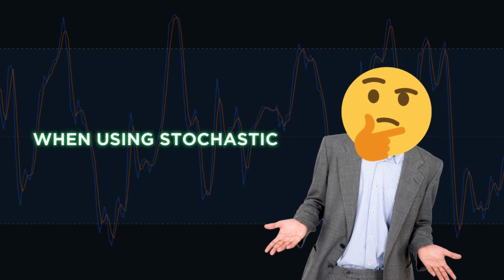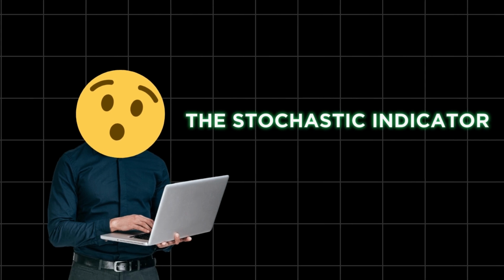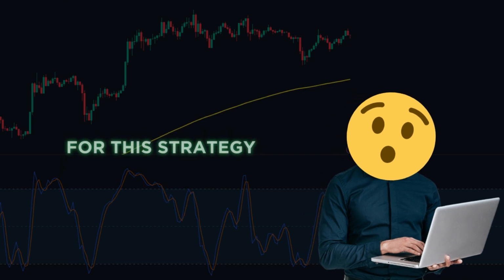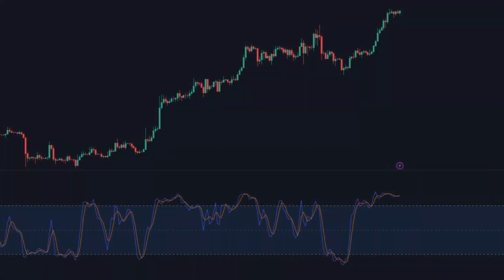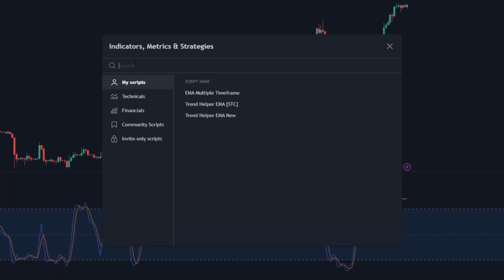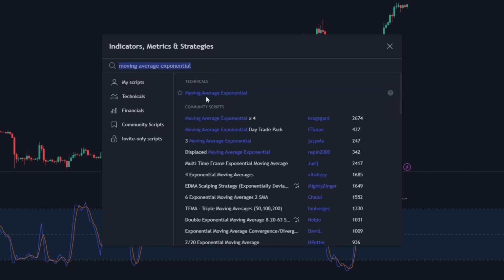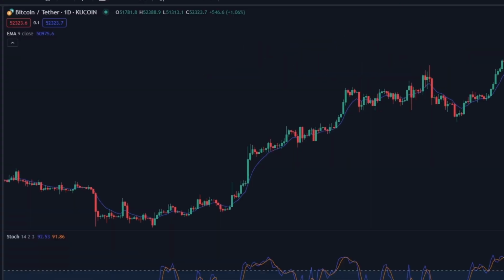Okay, let's get back to the stochastic topic. So what else can we do when using stochastic? Besides divergence, there's another secret way to leverage the stochastic indicator. We can use the stochastic indicator for trend trading, but we need the help of another indicator for this strategy. Here, I'll combine the stochastic indicator with the exponential moving average indicator. So now you go back to TradingView, then search for exponential moving average. Then change the period to 200 and change the color to yellow.